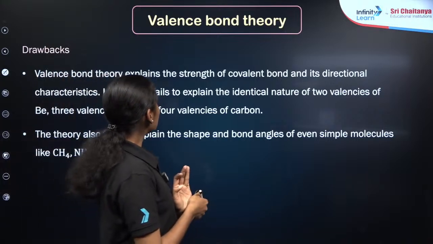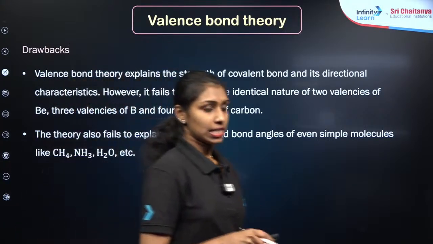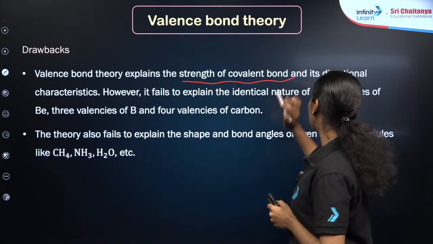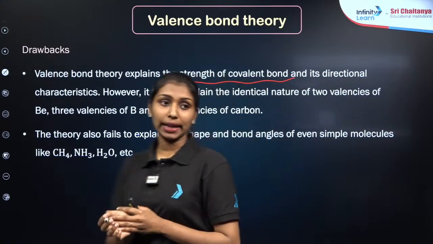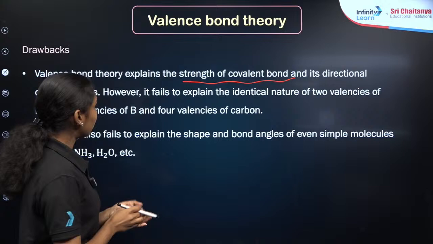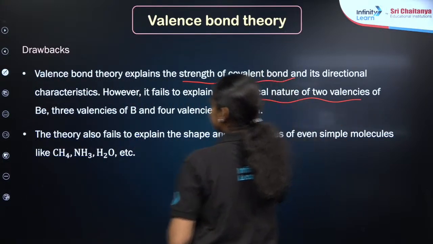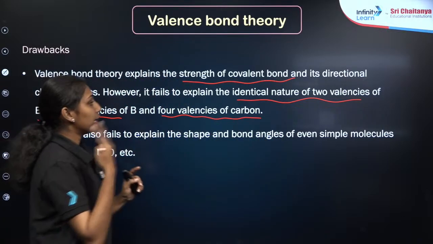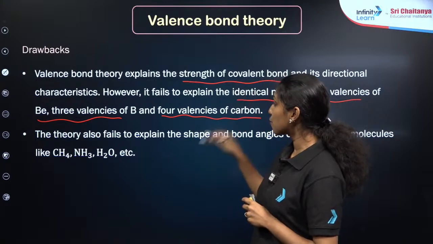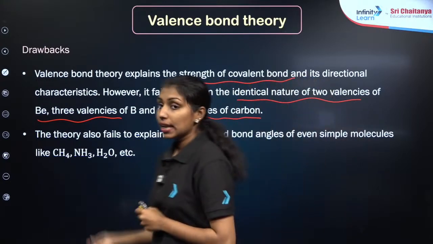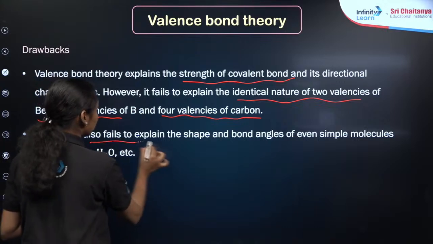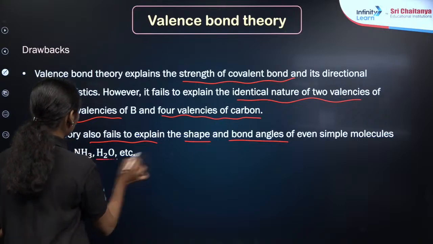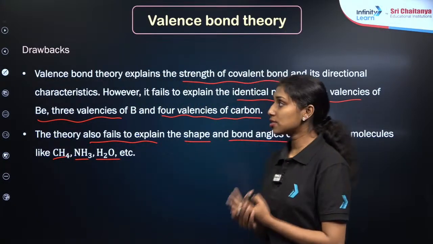Now, let us see the main drawbacks or limitations of the valence bond theory. This theory explains the strength of the covalent bond and its directional characteristics also, but it fails to explain covalency. It fails to explain the identical nature of the 2 valencies of beryllium, 3 valencies of boron, and 4 valencies of carbon. We will discuss these structures in detail in the next theory, the molecular orbital theory. This theory also fails to explain the shape and bond angles of even simple molecules like methane, ammonia and water molecule. Clear? These are the main drawbacks of the valence bond theory.